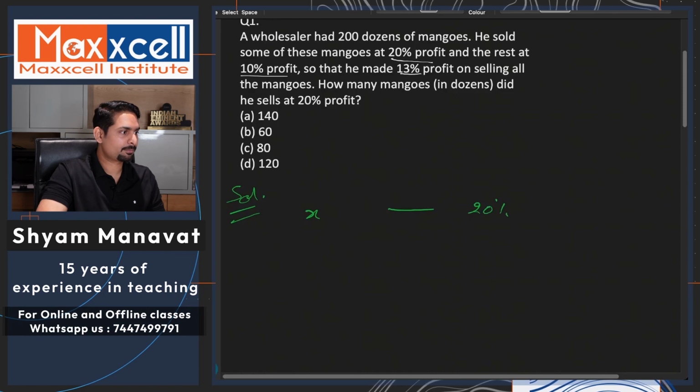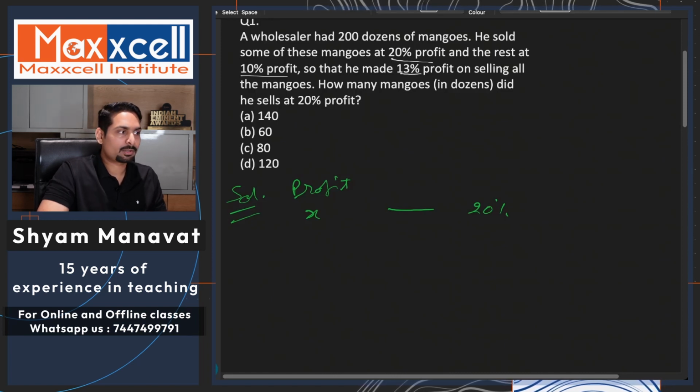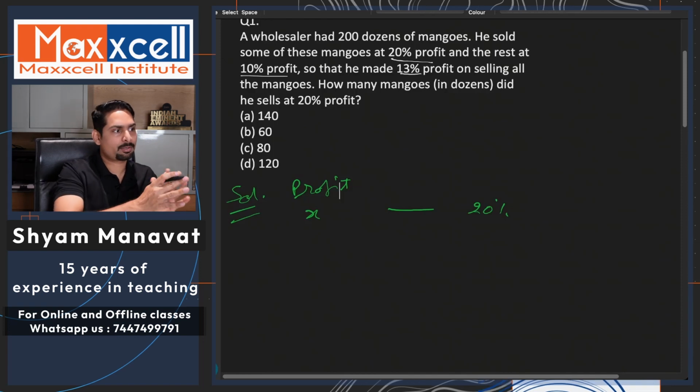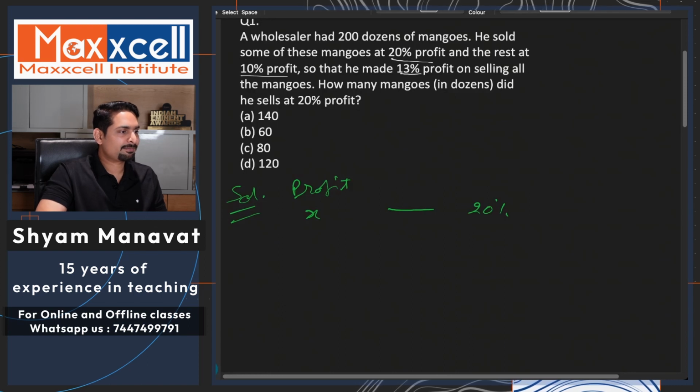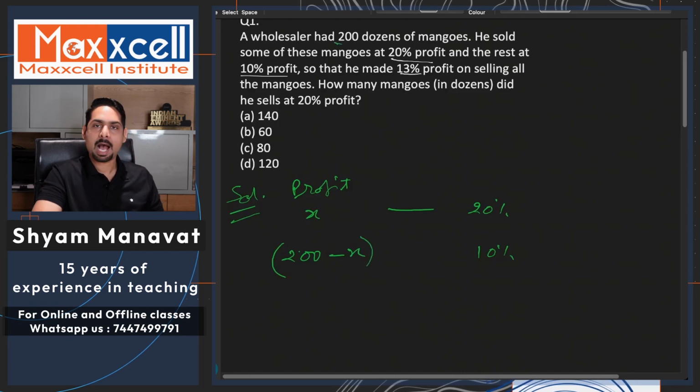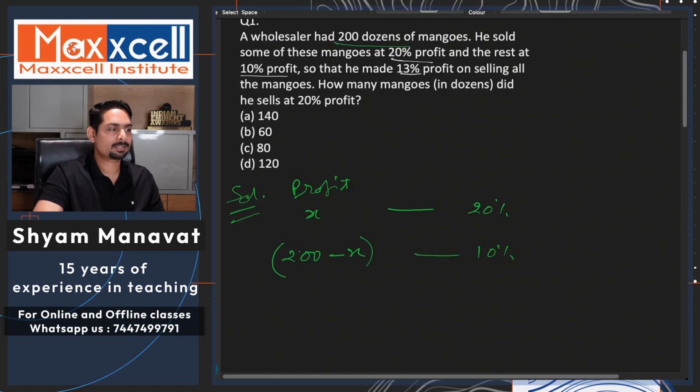This we assume. Now here you will see that there is no price given. There is no cost price, there is no selling price. It's just profit, and then we need to find out the quantity. Now if at 20% profit the quantity is X, then at 10% profit the quantity should be 200 minus X, right? Total 200 dozens, out of which X is sold at 20% profit, so the remaining should be sold at 10% profit.